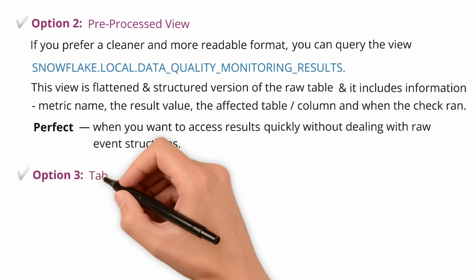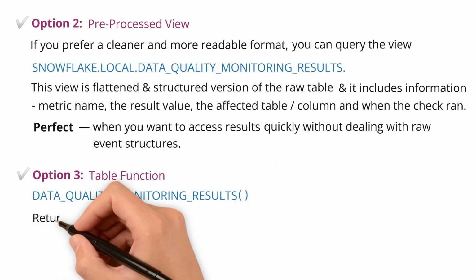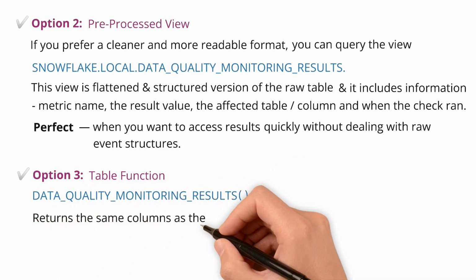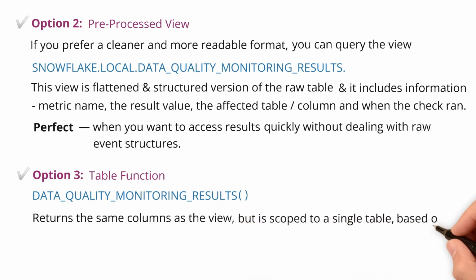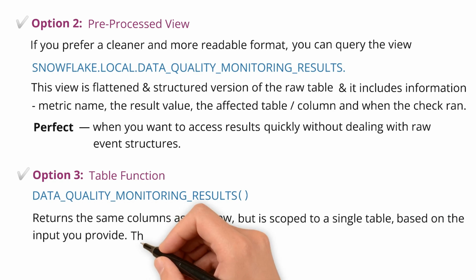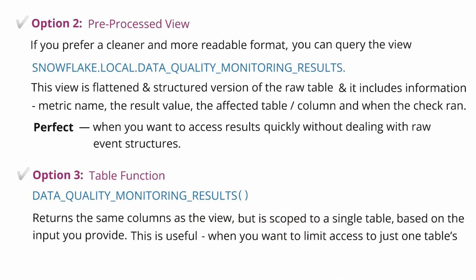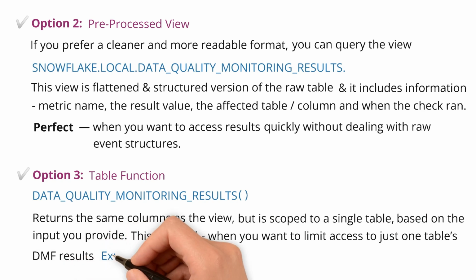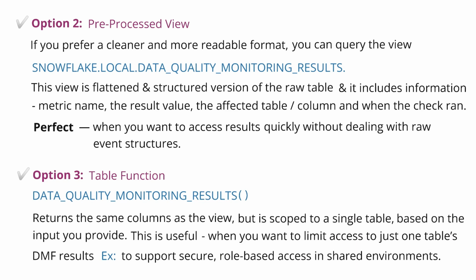Option 3, table function. The third option is to use the data quality monitoring results table function. It returns the same columns as the view, but it is scoped to a single table based on the input you provide. This is useful when you want to limit access to just one table's DMF results, for example, to support secure, role-based access in shared environments.